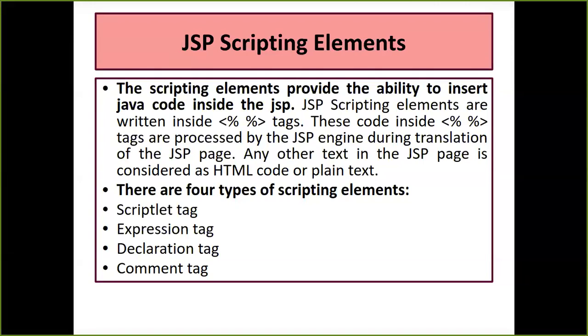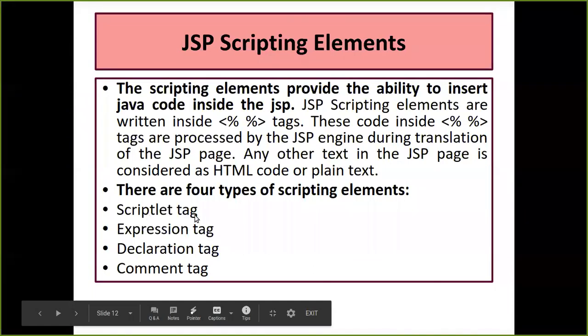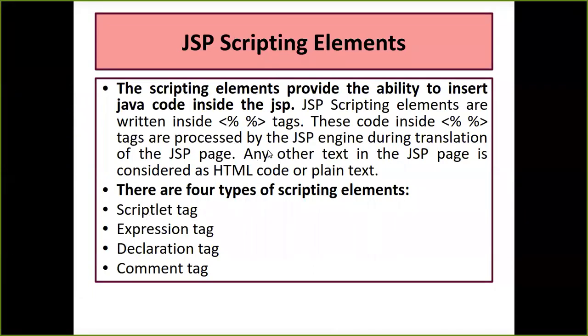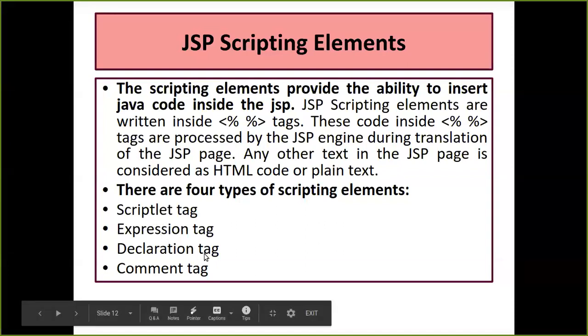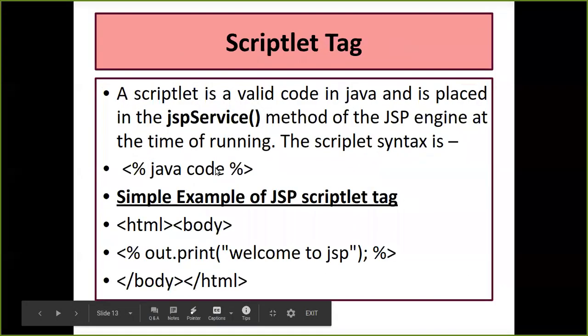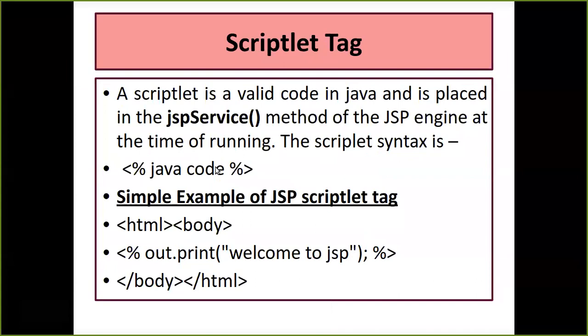Okay, so here we have the four types of scripting elements. I hope you have understood what scripting elements are, and then we are going to have four types of scripting elements. First is your scriptlet tag, we have an expression tag, we have a declaration tag, and we have a comment tag. So we'll see all of them one by one. First is your scriptlet tag. Now, a scriptlet is valid code in Java, and it is placed inside your JSP service method.